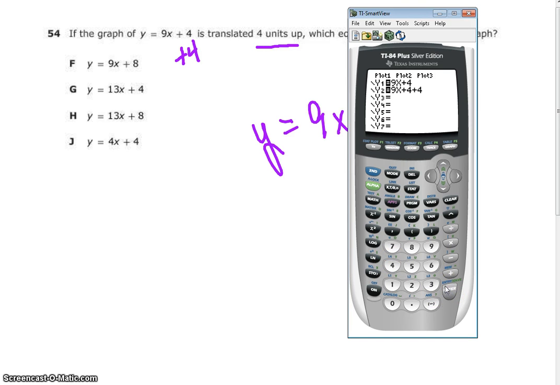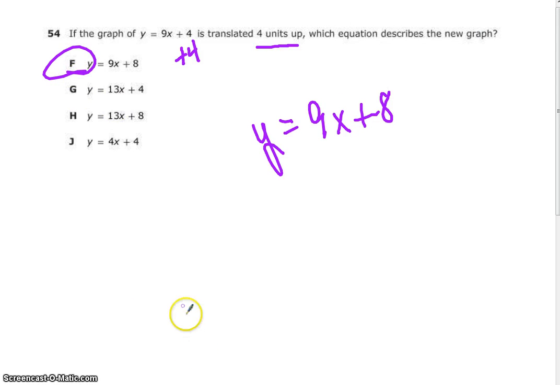And then you could compare your graph. Okay, there's your original one. Here's your new one. You could go to y equals and go to y3 and put your first answer choice in. 9x plus 8. Go to your table, and y2, which is your new one, and y3, your answer choice, have to be the same. So go over here where you can see both of them, and they are the same all the way down, so you know that F is the correct answer. You would want to check your others just in case.